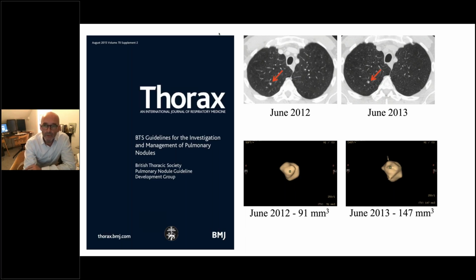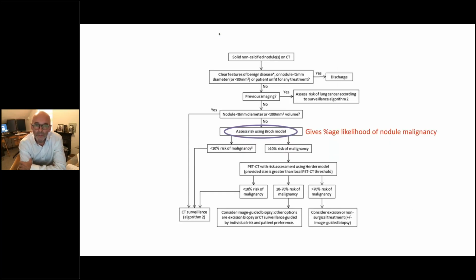So we have now got ways of measuring volume, and the British Thoracic Society guidelines suggest that you should measure a volume to see if the nodule has grown rather than using calipers, and that makes perfect sense as I've shown you here. They also suggest that if the patient's had one scan, you put the measurement and other details into something called the Brock model, and it will give you a likelihood of nodule malignancy, and then you can decide how they should be best investigated.